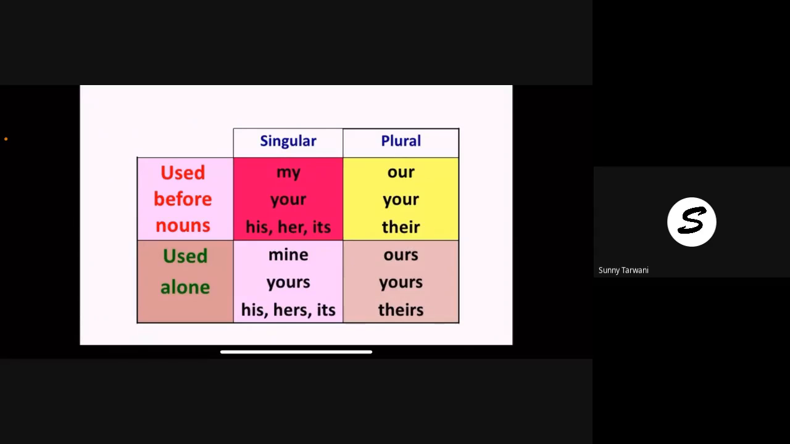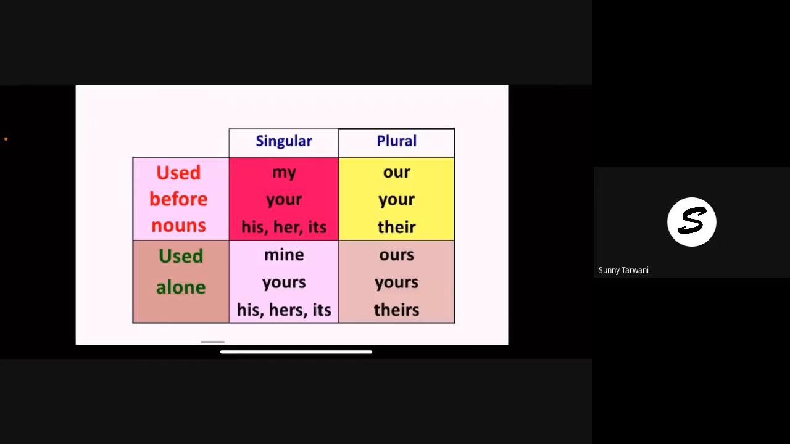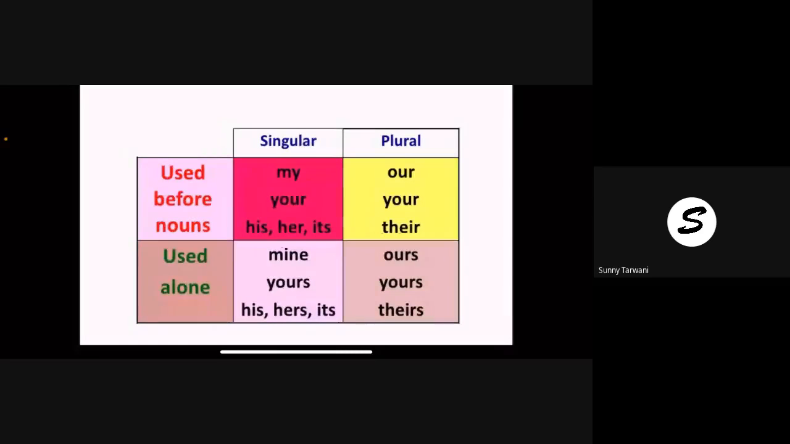Singular, plural. Used before noun. Singular, my, your, his, her, its. Plural, our, your, their. Used alone. Singular, mine, yours, his, hers, its. Plural, ours, yours, theirs. So that were all possessive pronouns that you just saw.